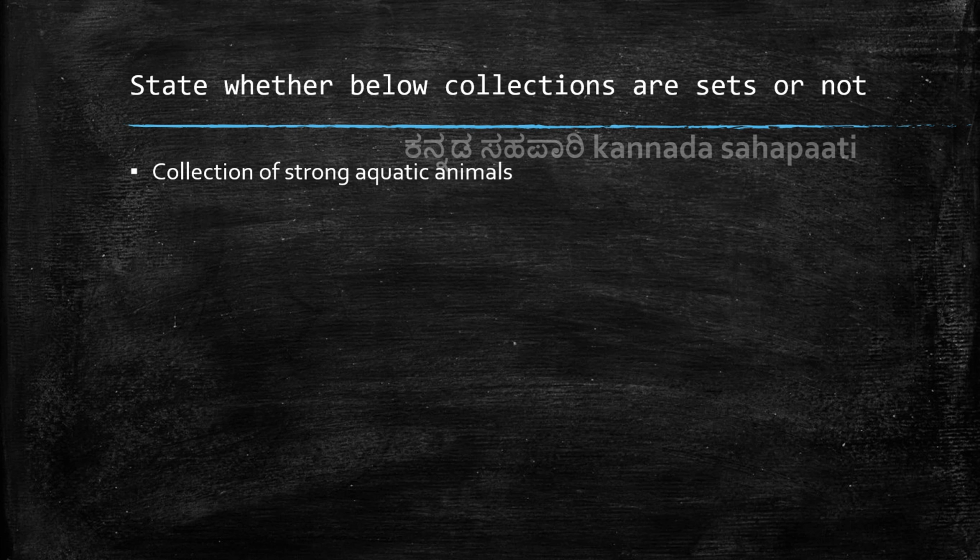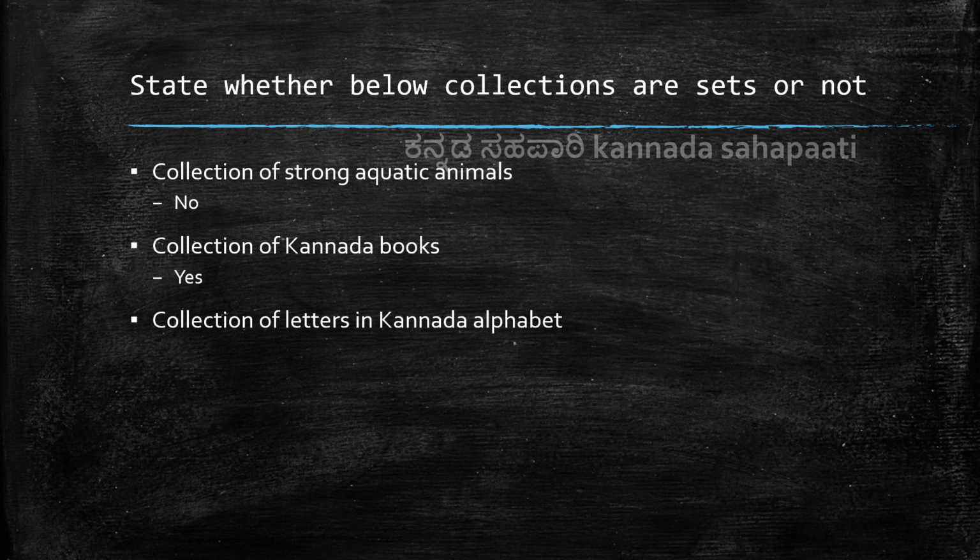Collection of strong aquatic animals. The word strong is very vague and causes a lot of confusion while deciding whether an aquatic animal is strong or not. Therefore, collection of strong aquatic animals is not a set. Collection of Kannada books. Without any confusion, we can say whether a book is in Kannada or not. Therefore, collection of Kannada books is a set.